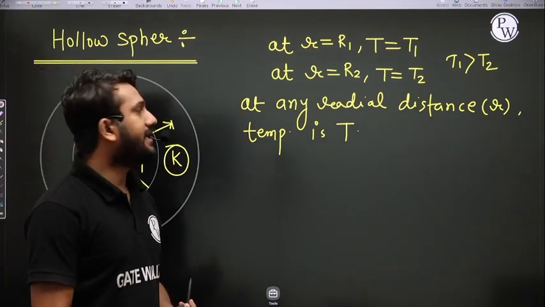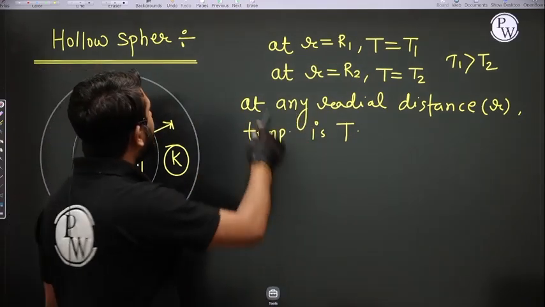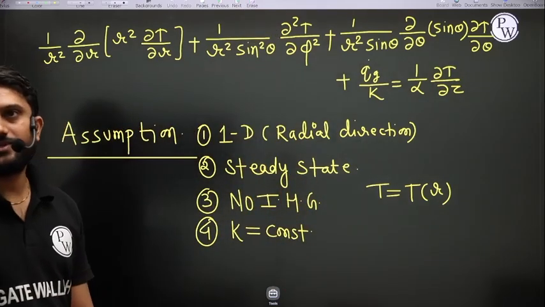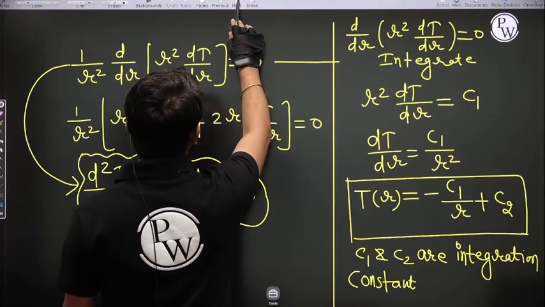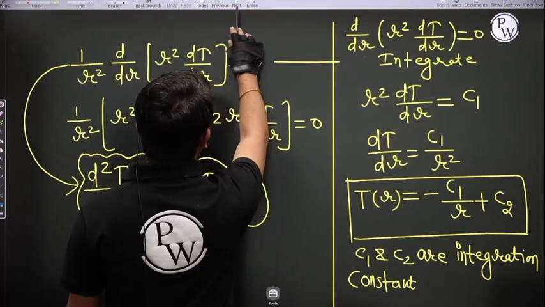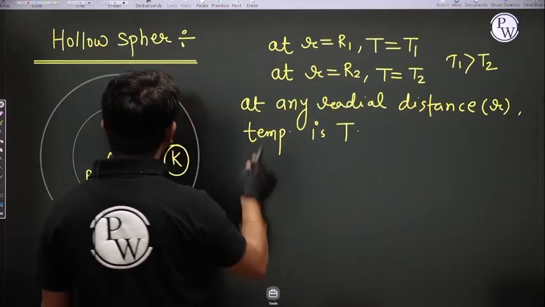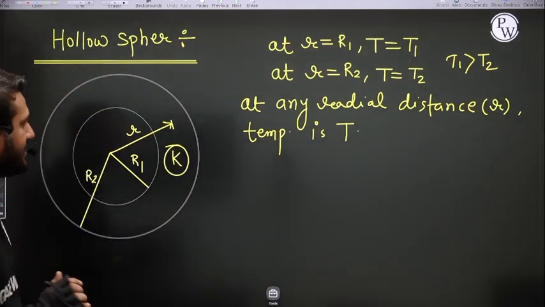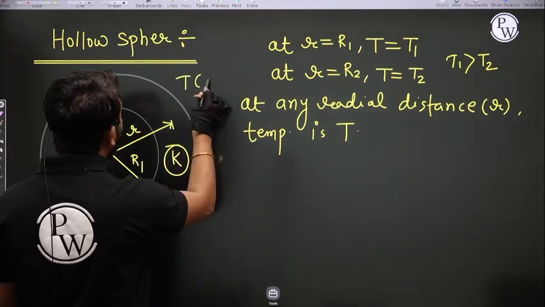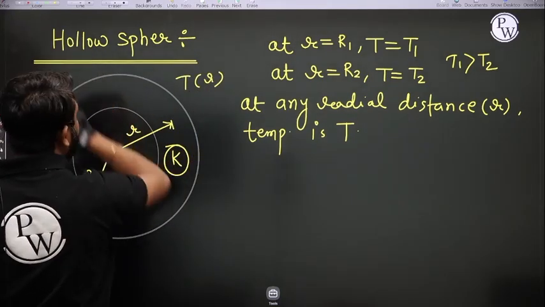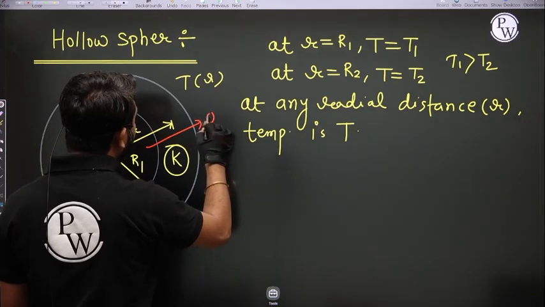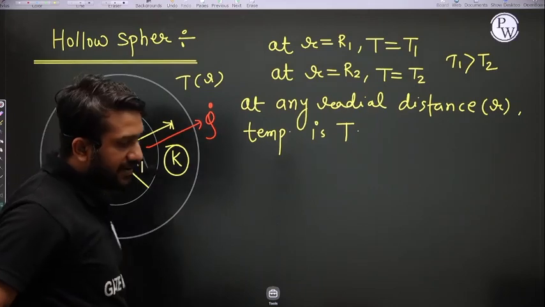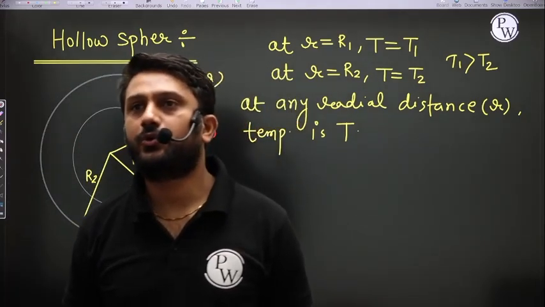Now see, assumptions are same. So if assumptions are same, then directly we can start our discussion from here, because in this case I want to find out two things. The first thing is temperature variation with R, and the second thing is rate of conduction heat transfer from this hollow sphere.